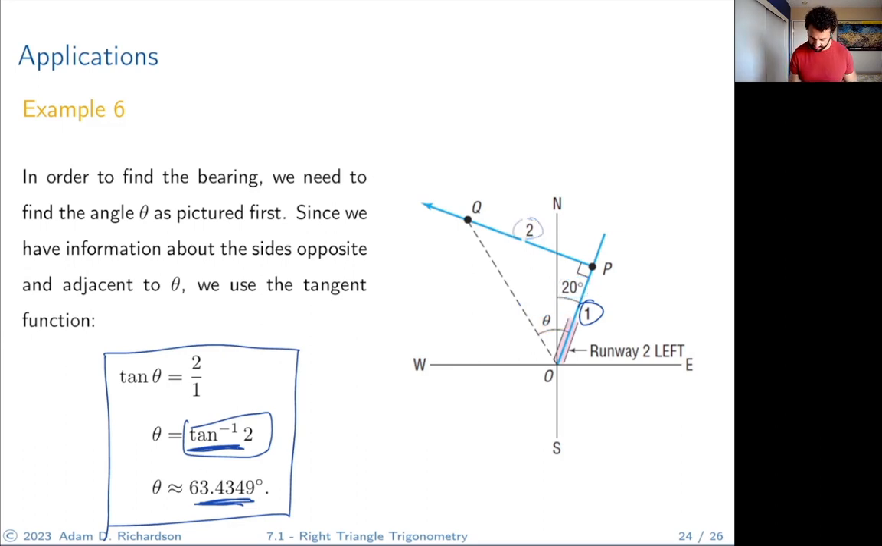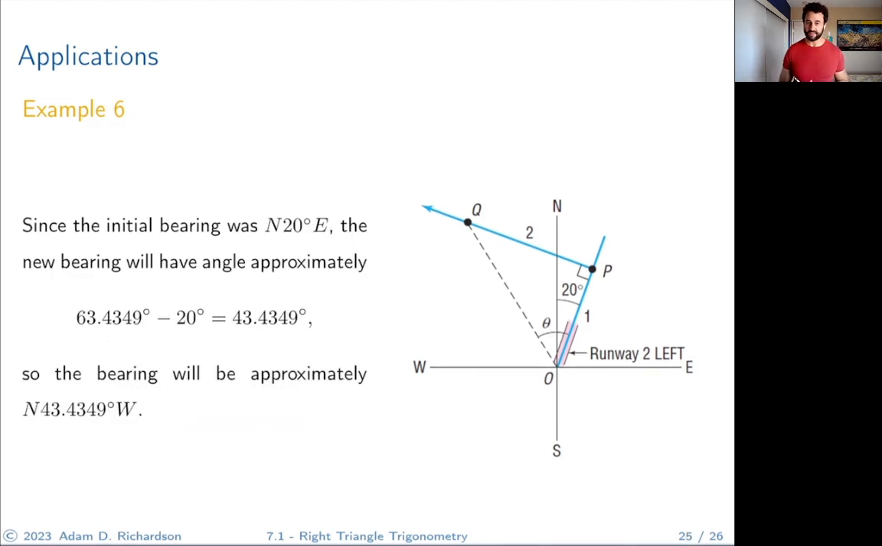Let me just emphasize what's going on here. That is the angle theta right here, the whole angle. Now we need to know what our bearing is. So we need to take that angle and subtract 20 degrees, which is exactly what we're going to do. So we take our angle and we subtract 20 degrees and we get this as an approximate bearing. Since we're headed to the northwest quadrant, our bearing is going to be north 43.439 degrees west. And that is the bearing.